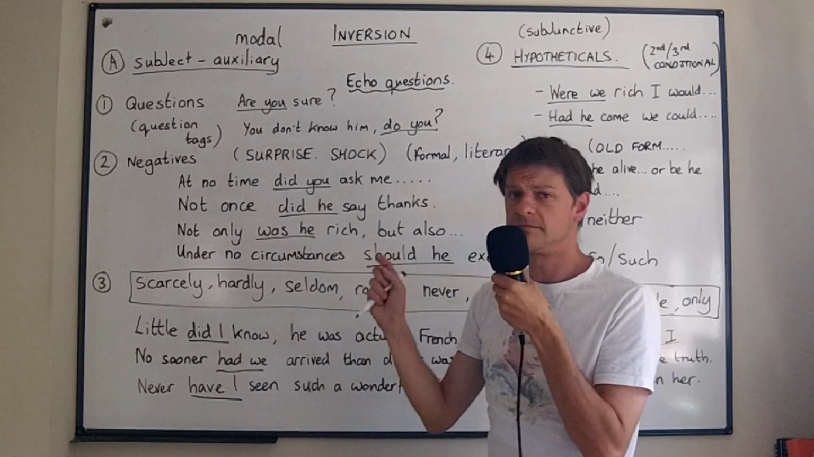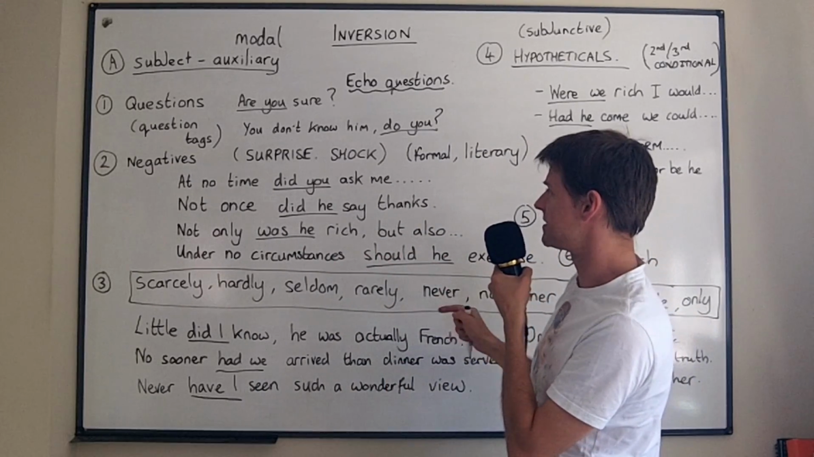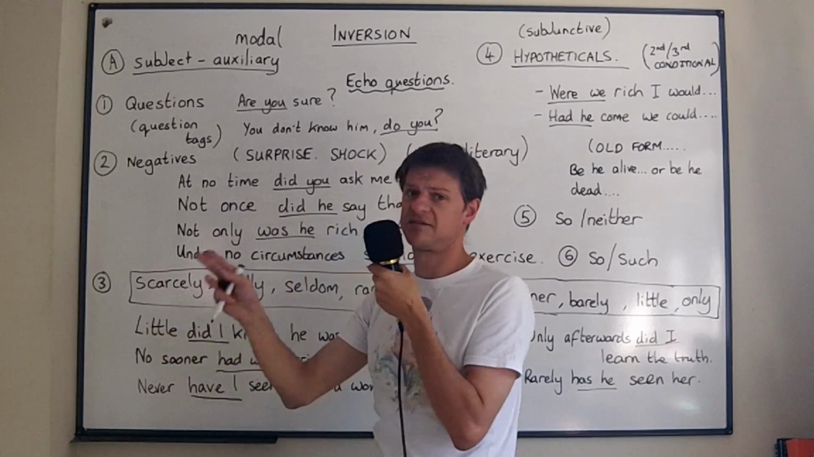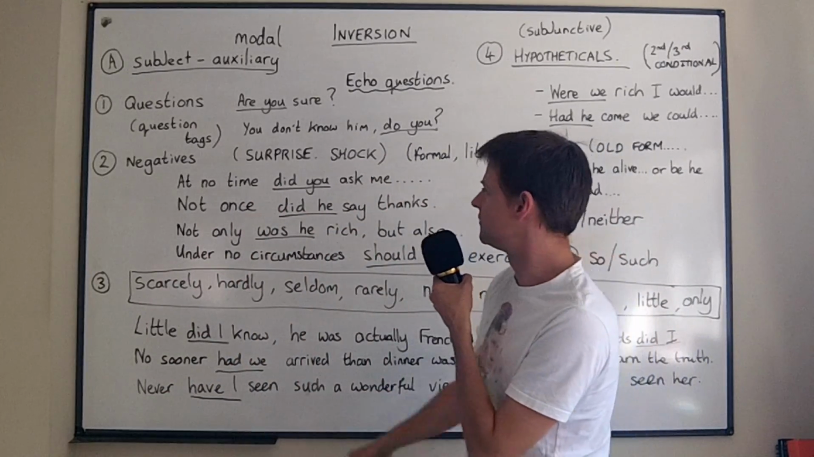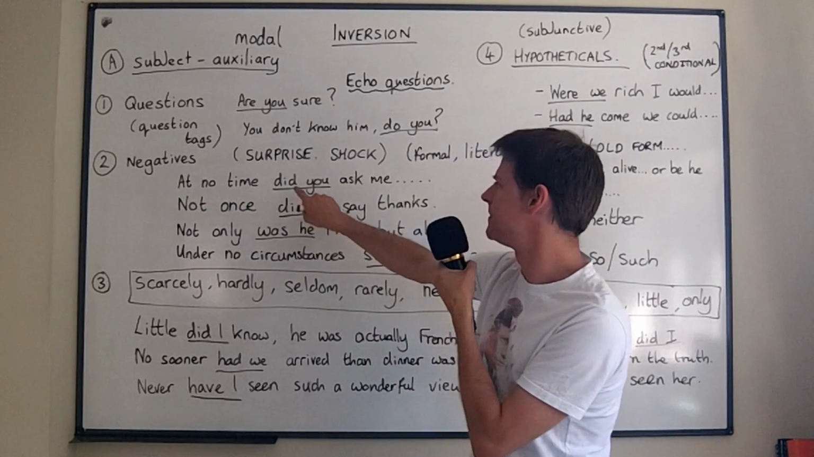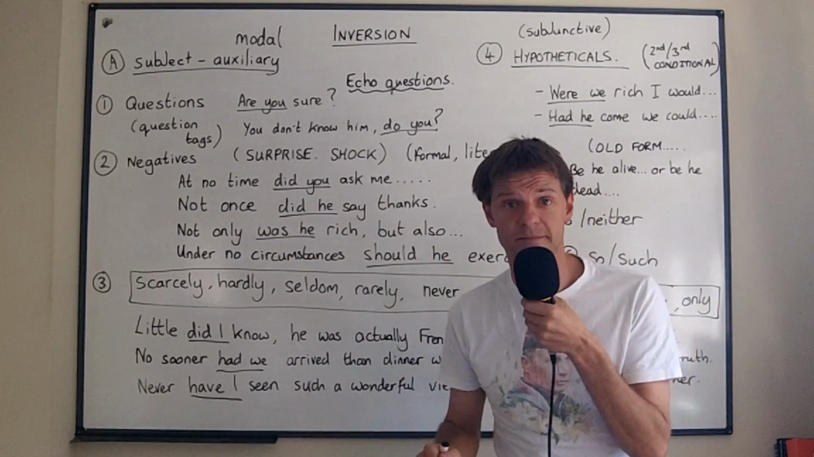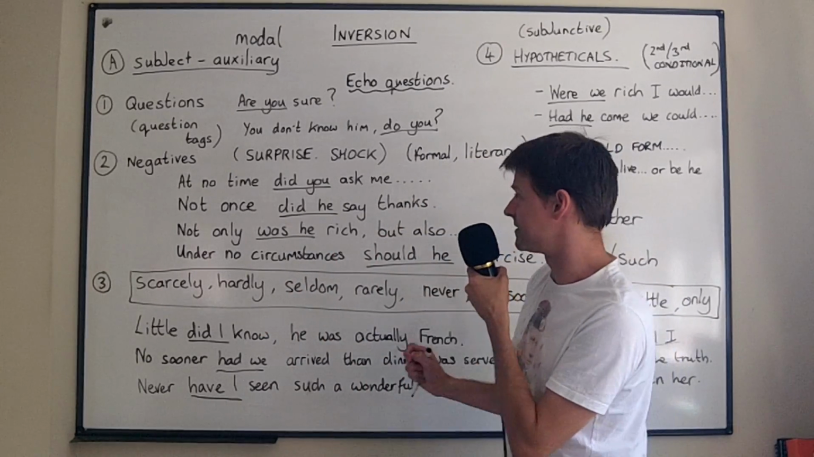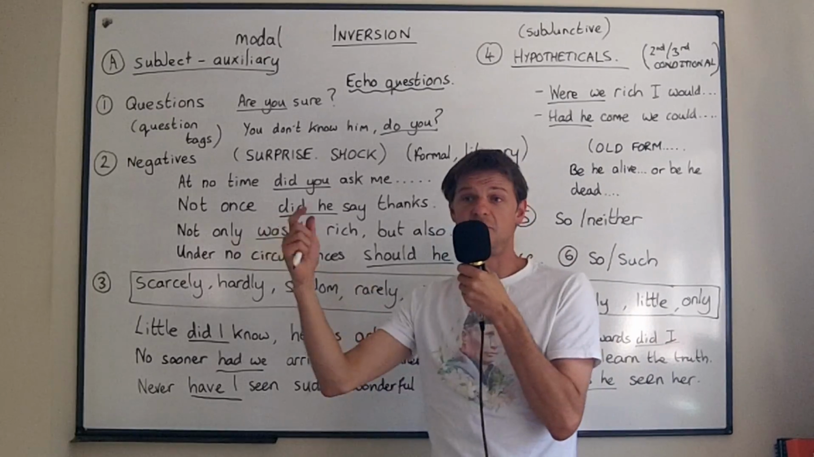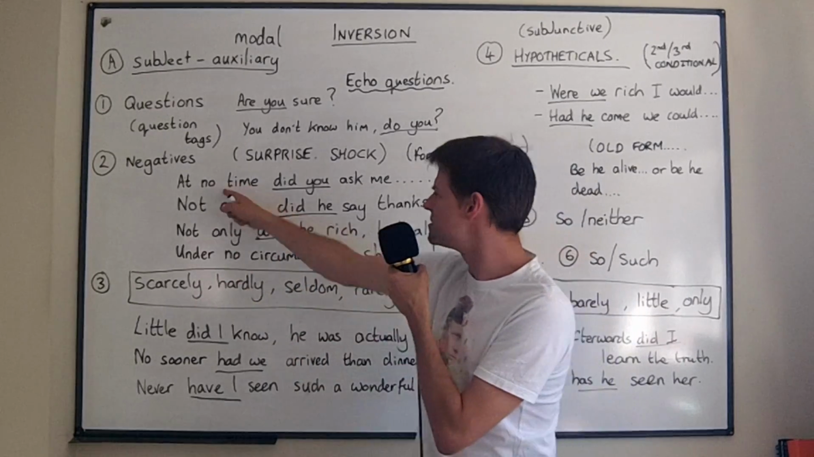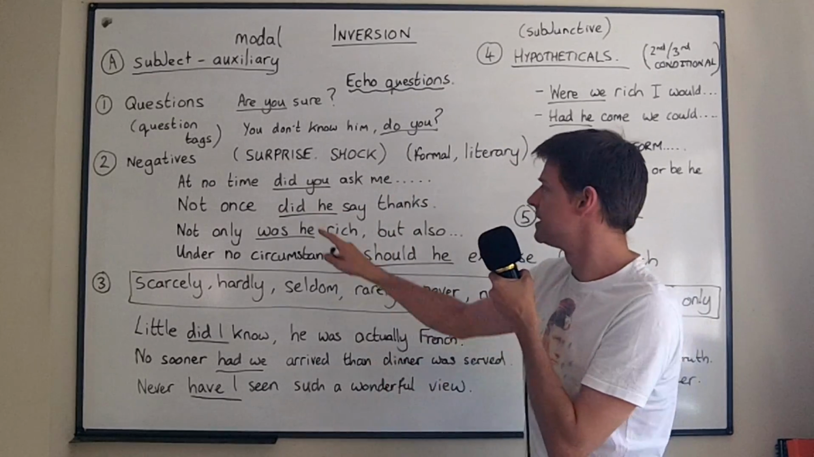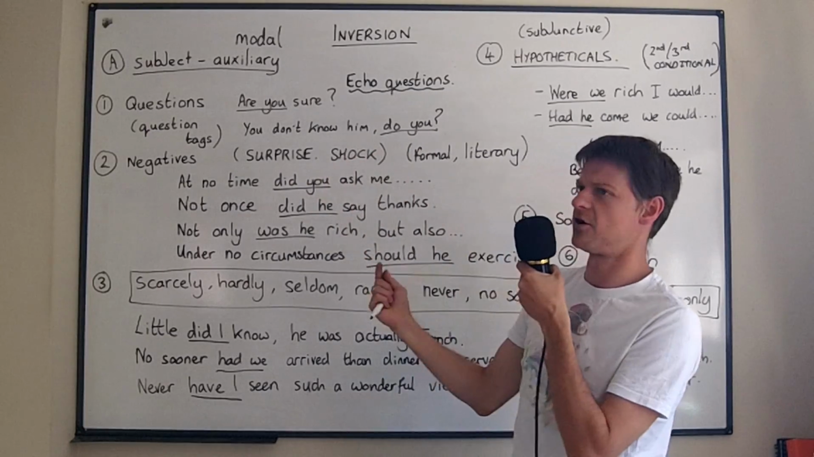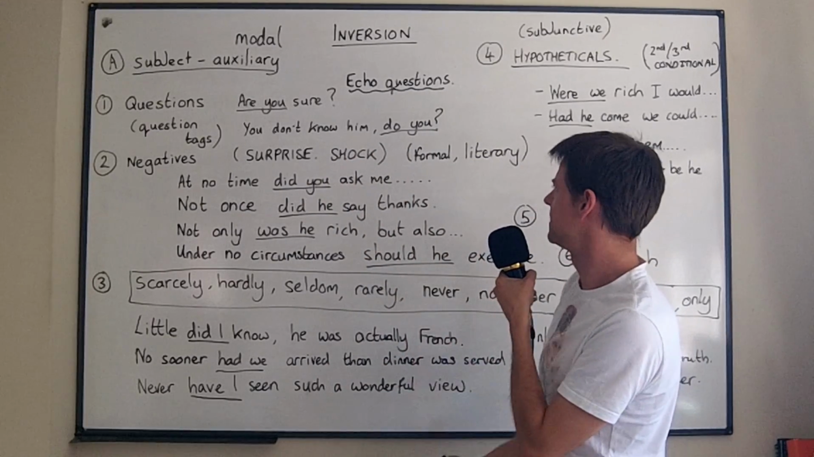Secondly, negatives. Now, many people are not familiar with the fact that to express surprise or shock or just emphasize that something has never happened, you say something like this. You say, at no time did you ask me for permission. Maybe you're a teacher and you're telling a child off. You're reprimanding them for going out of the room, going to the toilet without permission, and you say, at no time did you ask me for permission. We put did you. We invert them to emphasize the surprise, the shock, the horror that he didn't ask permission.